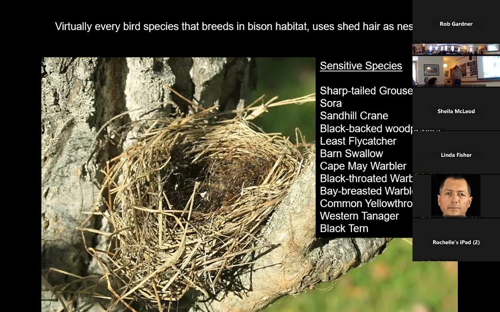Again, like the pocket gopher, there's a very long list of species. If a bird lives in landscapes occupied by bison, you can pretty much be guaranteed they've got bison hair in their nests.